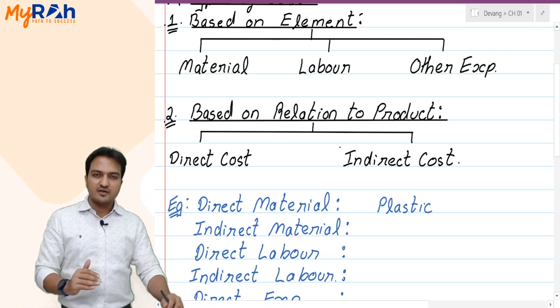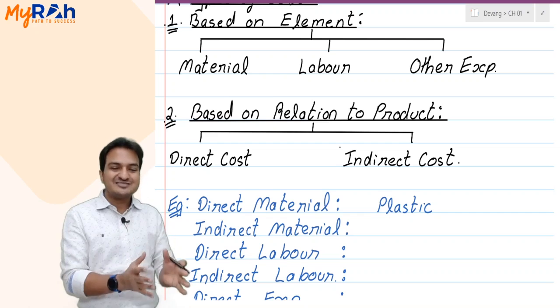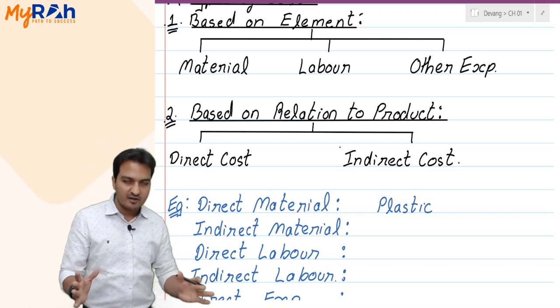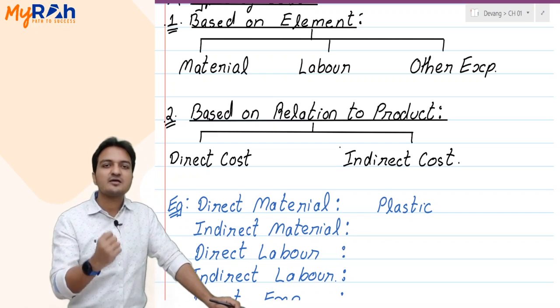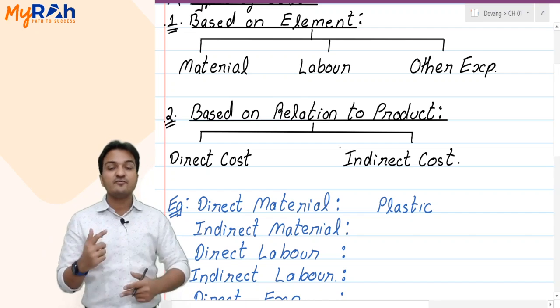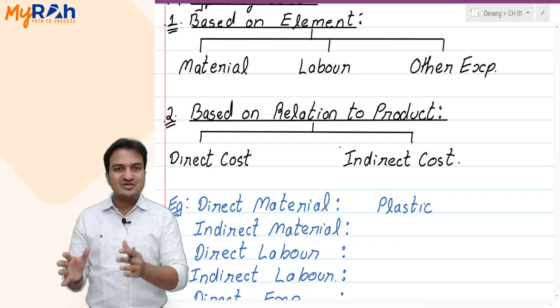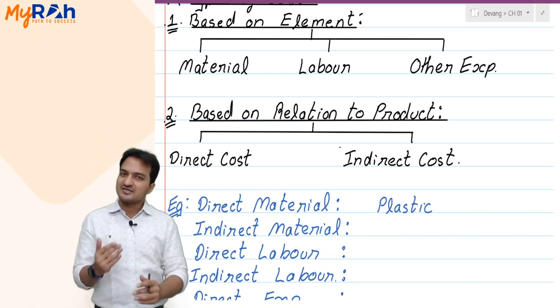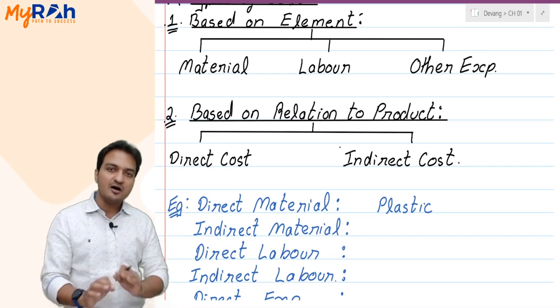For indirect material, say in my company I have some machines. Machines are not indirect material, because a machine is not even a material. A machine is a capital asset. But these machines will require regular repair and maintenance. During maintenance, I have to use lubricants in the machine. Now, these lubricants used in the machine are a material.